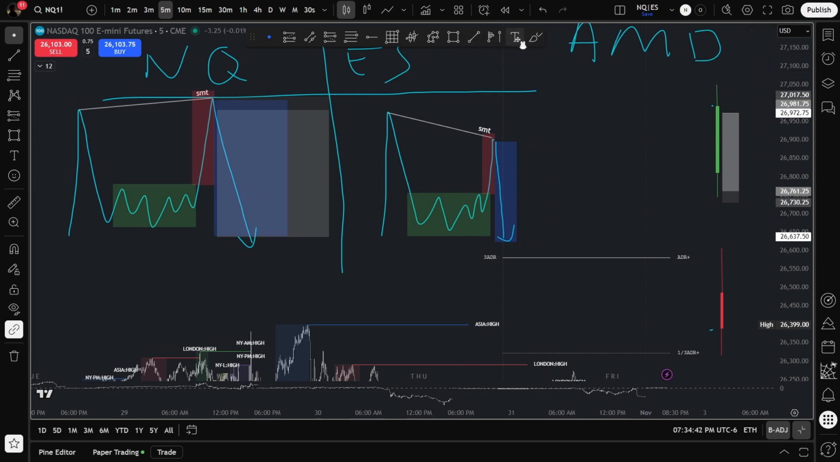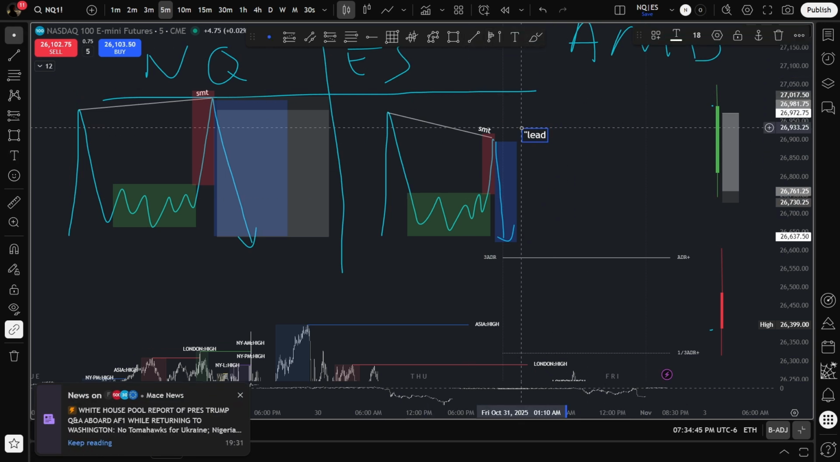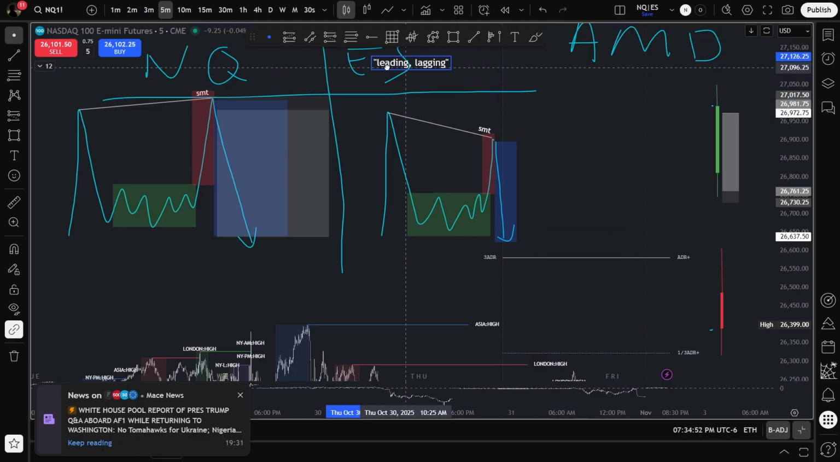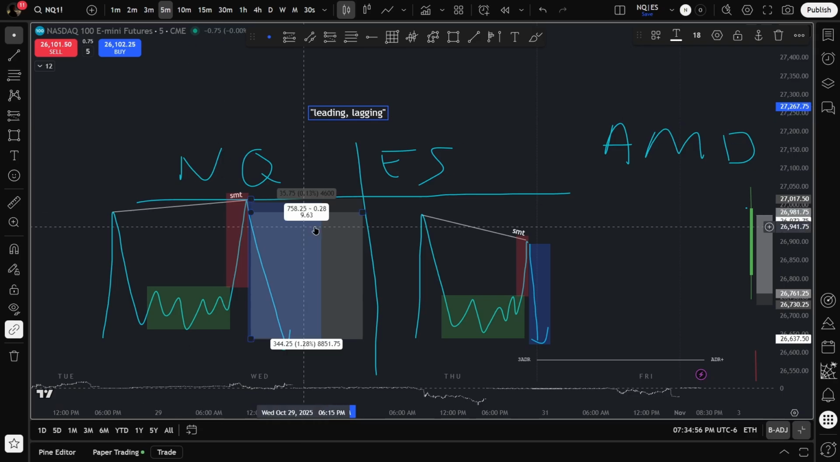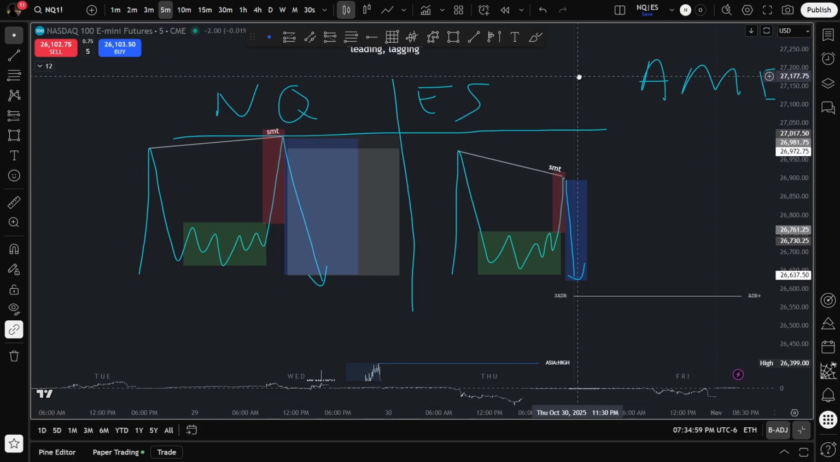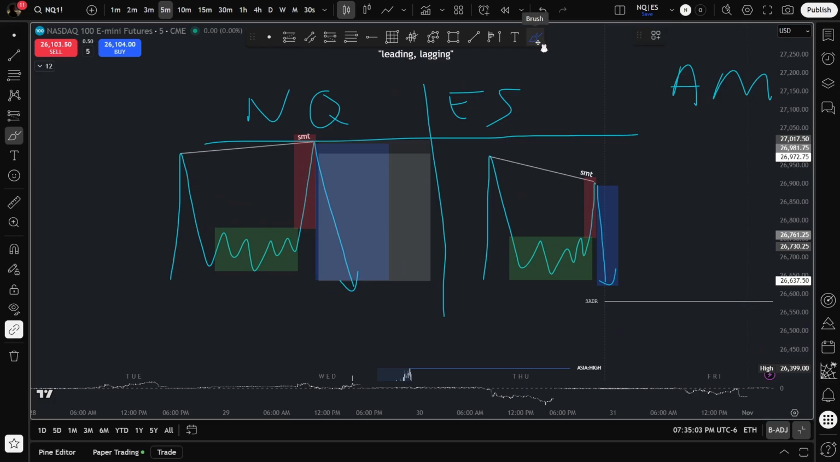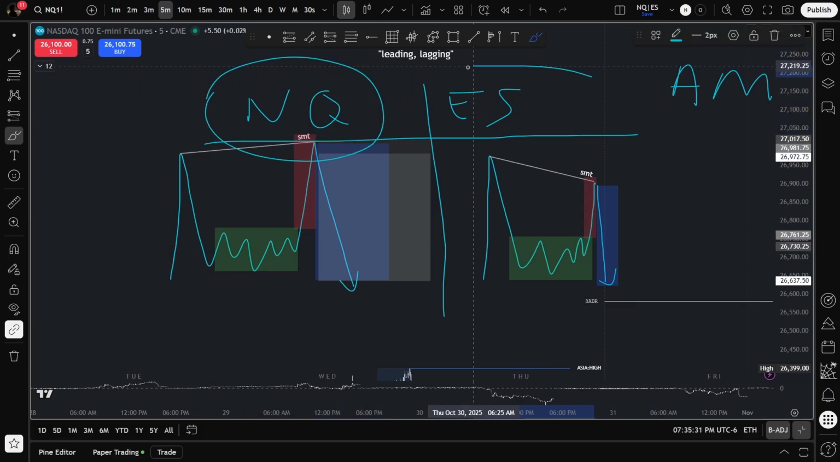And so they have these terminologies called leading and lagging. What this means is one of these will be leading and one of them will be lagging. If you could take a guess in five seconds, and you guessed that this one was leading, you're correct. This is leading because we took out the high with this. Now ES is lagging because in order to get rid of this SMT, it has to shoot up more past this high. But since it didn't, it's lagging behind. This is the leading instrument. This is the lagging instrument.